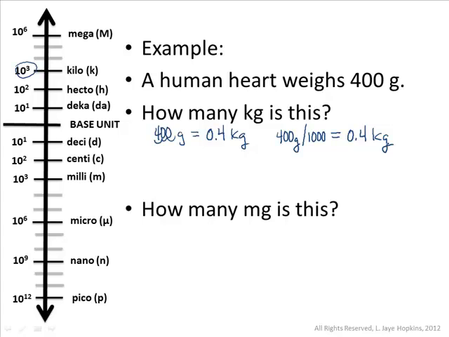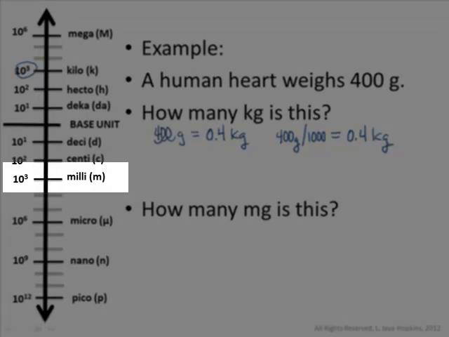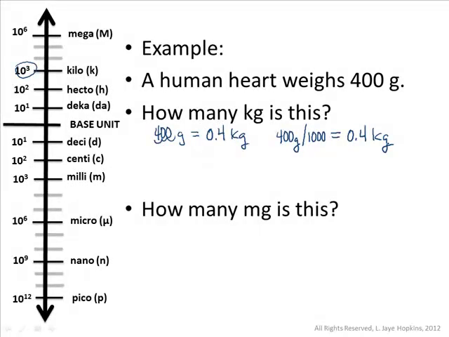Take a second to try this one. Feel free to pause the video. Okay, so how many milligrams are in 400 grams? A milligram is smaller than a gram, so I'll need a lot of milligrams to make up this gram measurement. Because it's smaller than the base unit, I can either move my decimal point to the right or I can multiply by the appropriate value. That appropriate value for milli is again 10 to the 3. It's related to kilo, but again in the other direction. So I have two options.